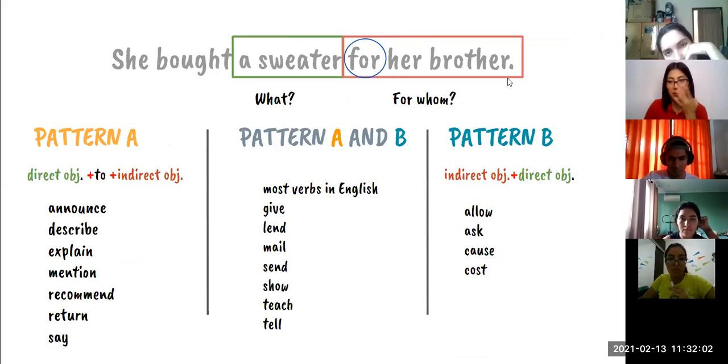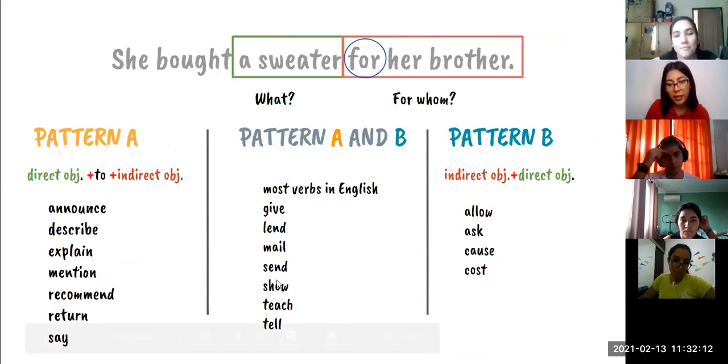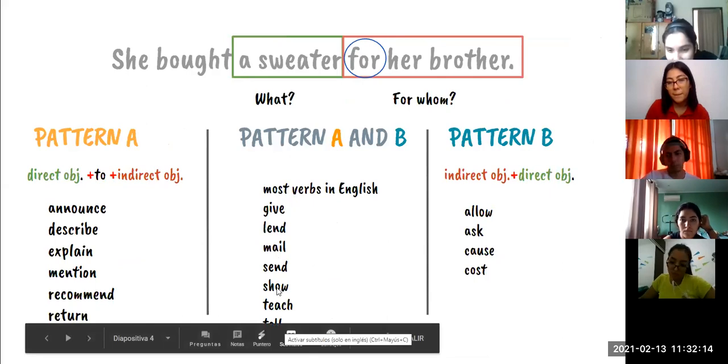Teacher, with buy we can do pattern A and B? Yes, with most verbs in English. Con la mayoría de los verbos en inglés, incluidos estos los que tenemos acá. Okay?